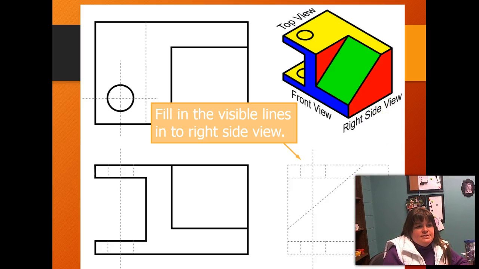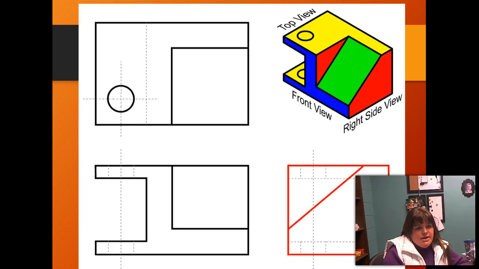So next is to fill in the visible lines in our right side view. And there they are. Here again is that inclined plane. Okay, so you're seeing that. Basically you can match this up right there, matches up with this right there. So are we finished? No. That's just our visible lines.